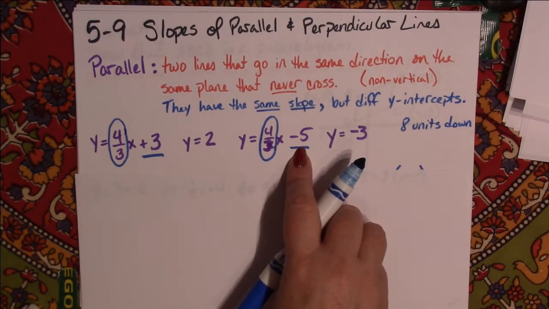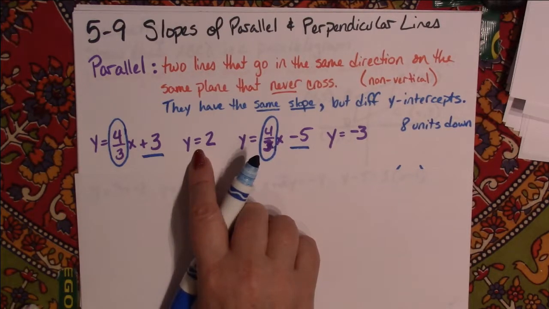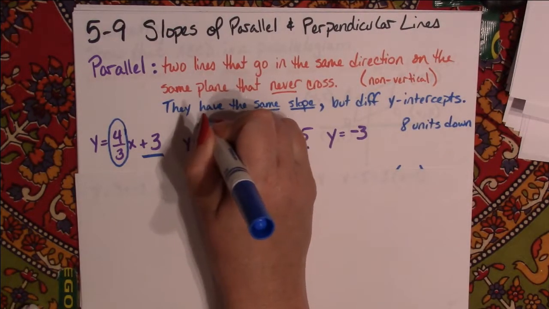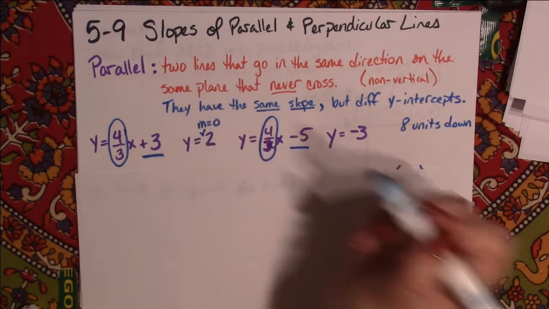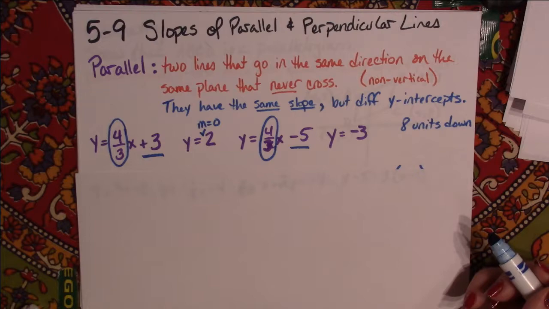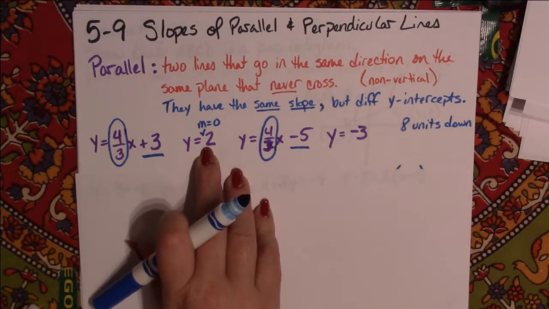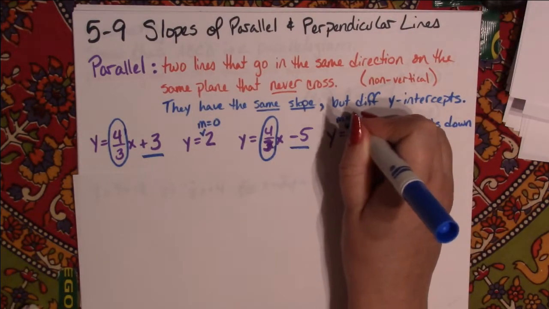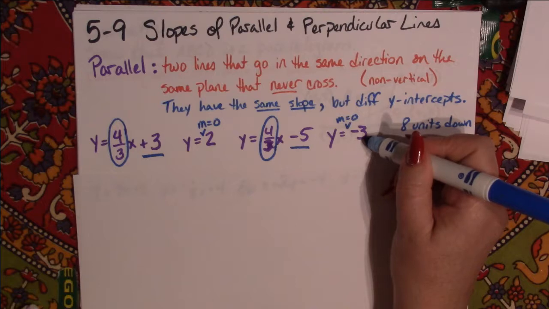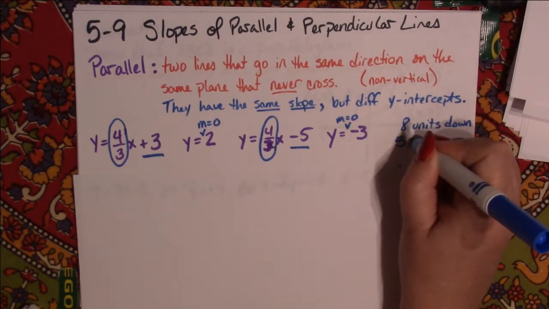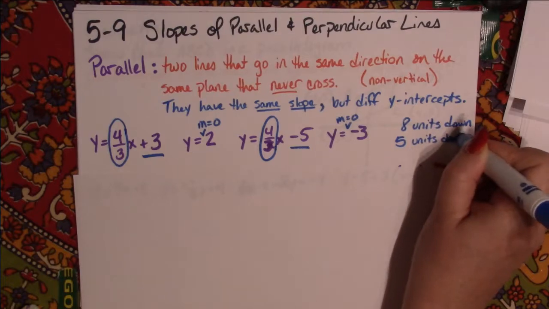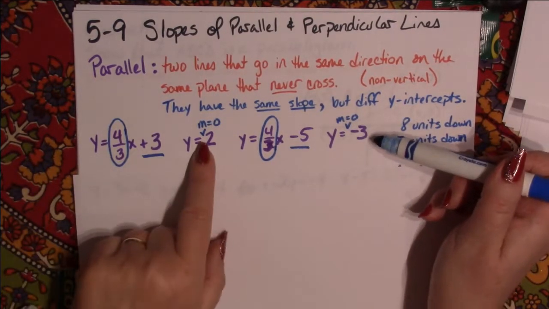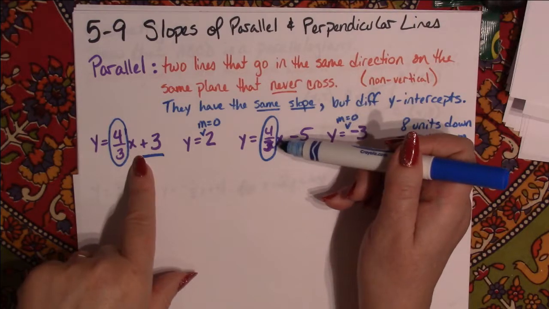Does this make sense? Here I have a line y equals 2. That's a horizontal line going all the way across at 2. This line has a slope of 0, so that whole section of the equation is just gone, and I've slid that line down. Here also m equals 0, but now y equals -3, so I have slid it 5 units down. Does this make sense? These two are parallel to each other, and these two are parallel to each other.